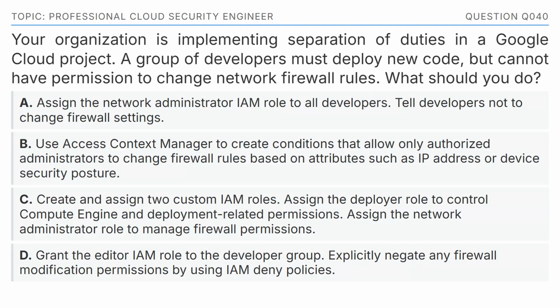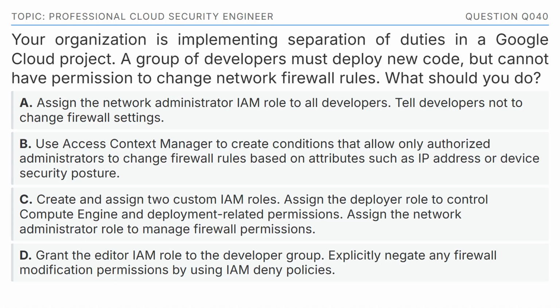Your organization is implementing separation of duties in a Google Cloud project. A group of developers must deploy new code, but cannot have permission to change network firewall rules. What should you do? The options are: Option A, assign the network administrator IAM role to all developers. Tell developers not to change firewall settings. Option B, use Access Context Manager to create conditions that allow only authorized administrators to change firewall rules based on attributes such as IP address or device security posture.